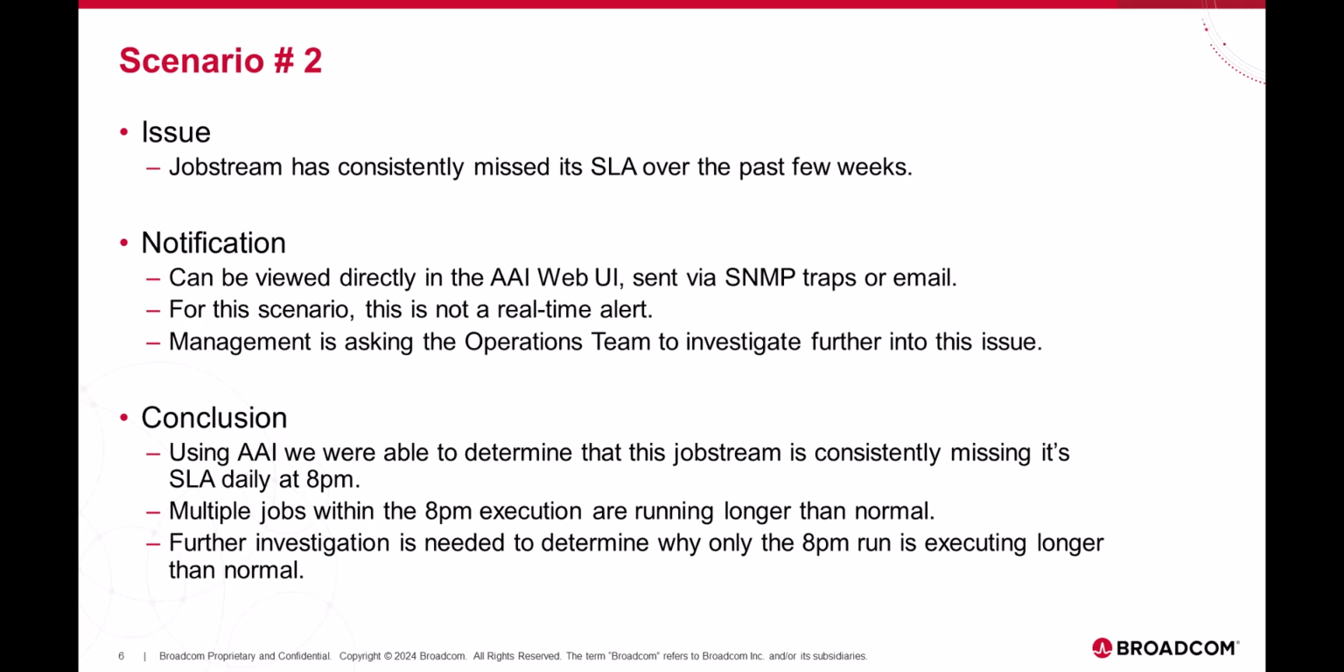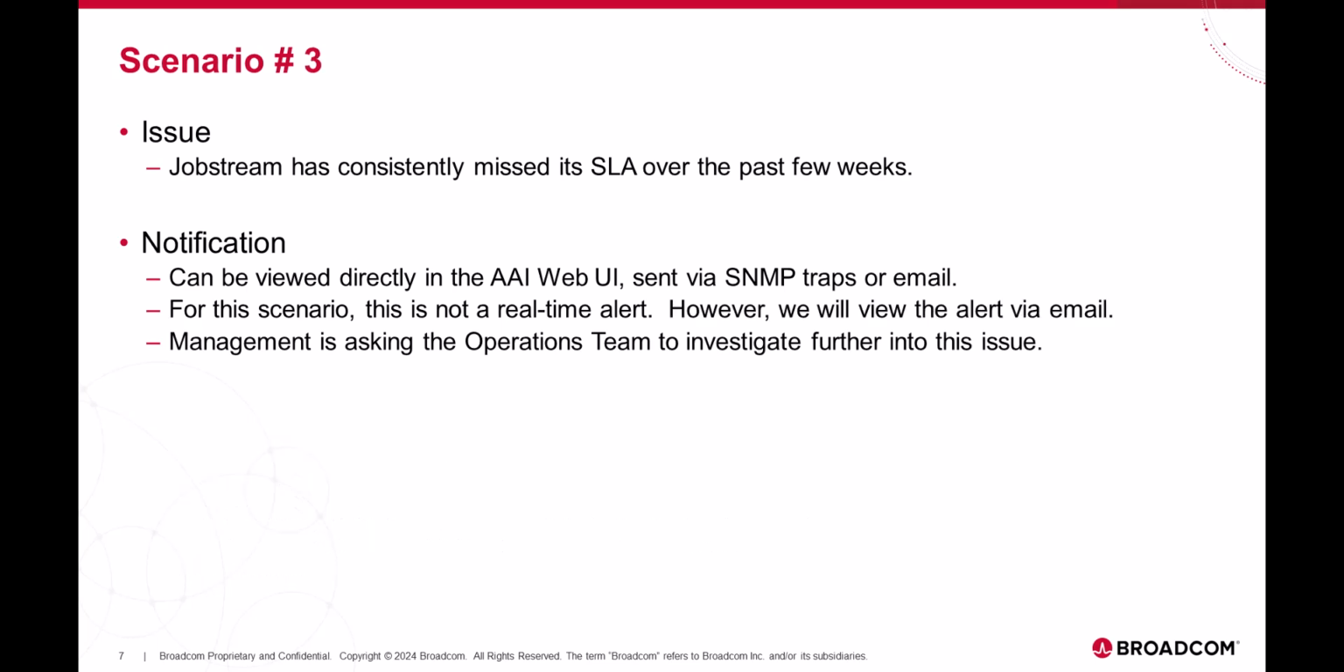In this third and final scenario, we're going to start out with an alert on a particular job stream. However, this isn't a real-time alert. Management has identified a process that appears to be missing its SLA periodically, so our job is to find out what is going on. For this scenario, we will show an example of an email alert and then we'll start troubleshooting.